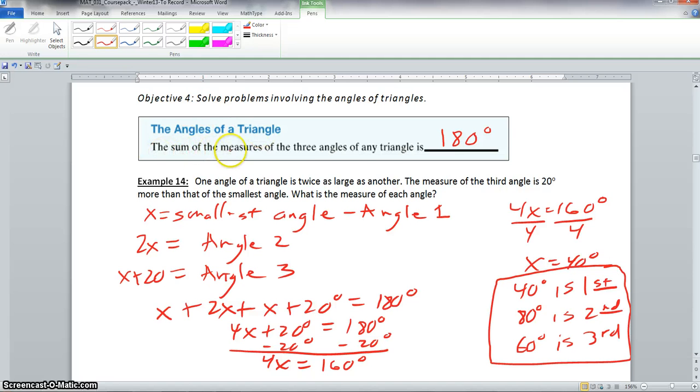Now we have objective 4, solve problems involving the angles of triangles. The angles of a triangle. The sum of the measures of the three angles of any triangle is 180 degrees. So for it to be a triangle, when you add all three angles together, it must equal 180 degrees.